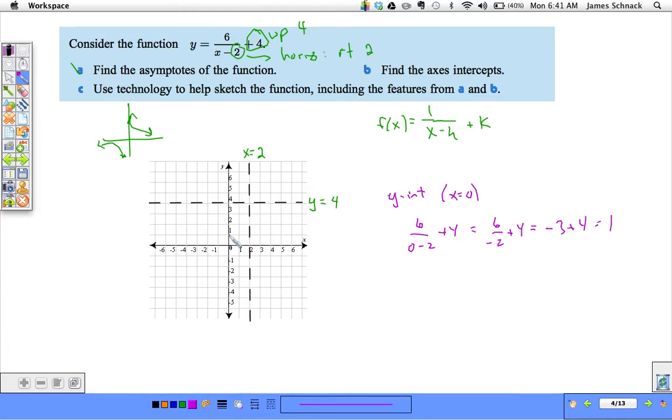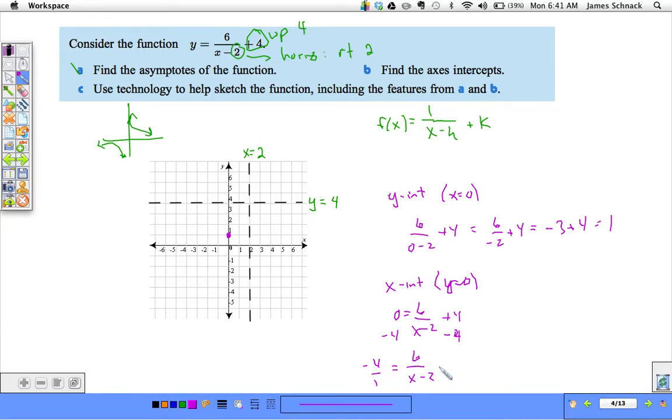So our y-intercept is at 1. X-intercept. Remember, to find our x-intercept algebraically, we let y equal 0. So 0 equals 6 over x minus 2 plus 4. I'll subtract 4 from both sides. 6 over x minus 2 equals negative 4.